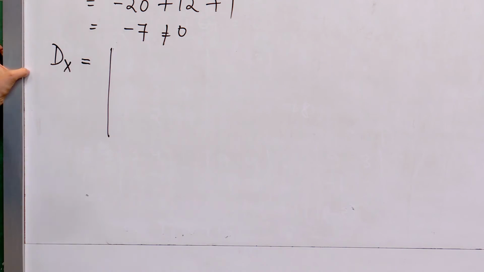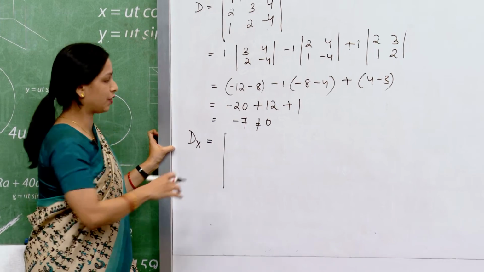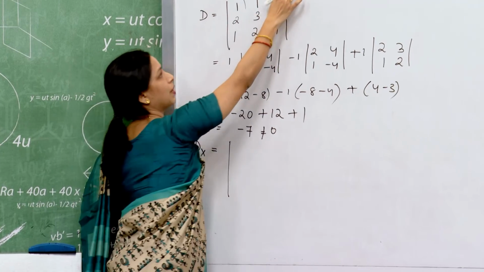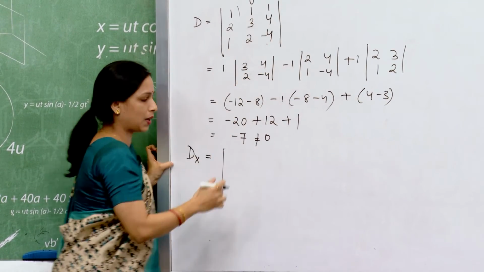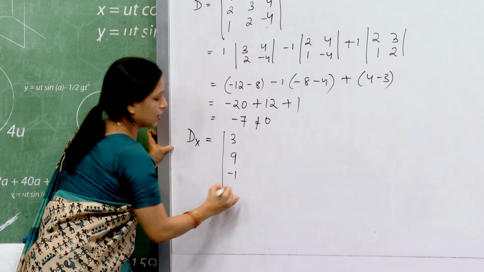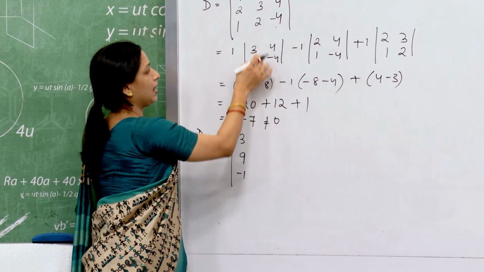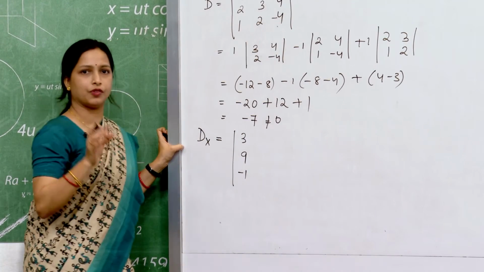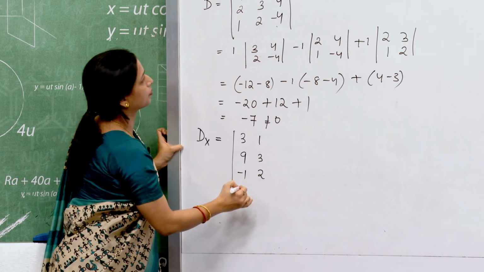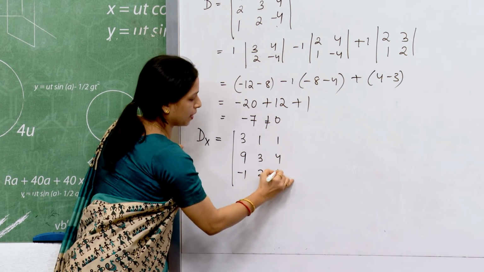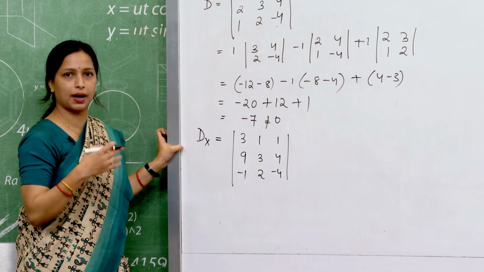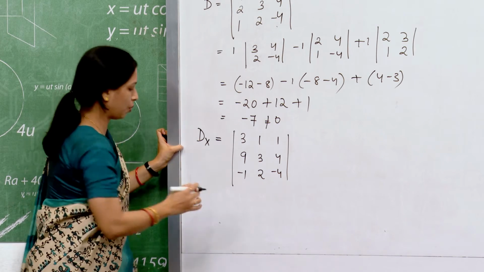In dx, like we did it in 2 variables, we have to substitute the x coefficient with the known values. The known values here are 3, 9 and minus 1. So, we write it here 3, 9 and minus 1, right, and then the y coefficient and z coefficient remain the same. So, here it is 1, 3 and 2, 1, 4 and minus 4, right. Now, we find the determinant by expanding it along row 1.